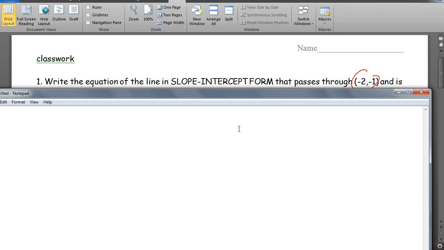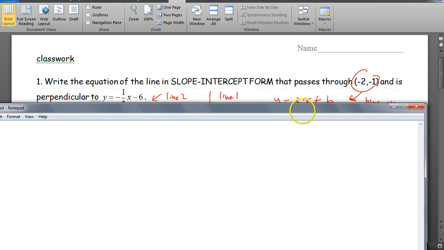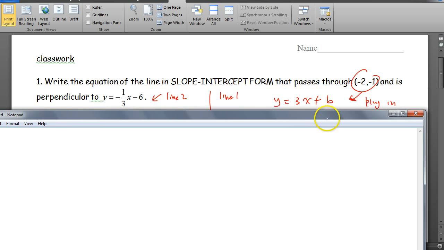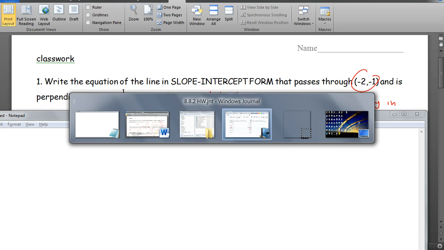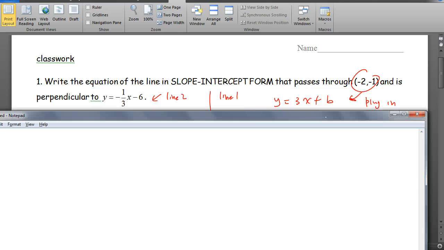So for number one, okay, this was a nice review, right? It says write an equation in slope-intercept form that passes through (-2, -1) and is perpendicular. So what does it mean to be perpendicular to one of the lines? What do you know about the slope of perpendicular lines? When you multiply, you get? Yeah, so when you multiply both of them, you get -1.